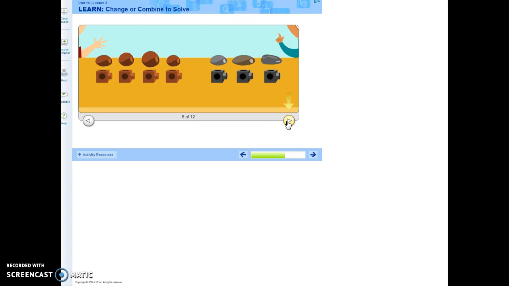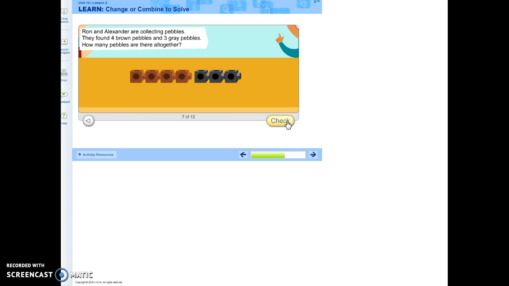and 3 more. Ron and Alexander are collecting pebbles. They found 4 brown pebbles and 3 gray pebbles. How many are there all together? 4 plus 3, here's 4. I'm going to use my counting on strategy. 5, 6, 7. 4 plus 3 is 7.